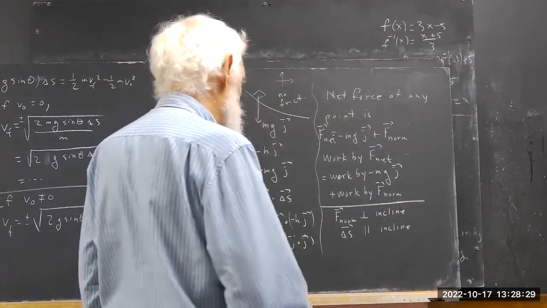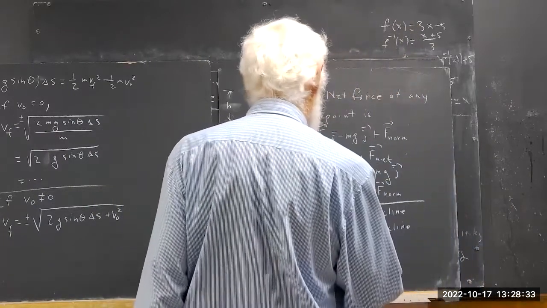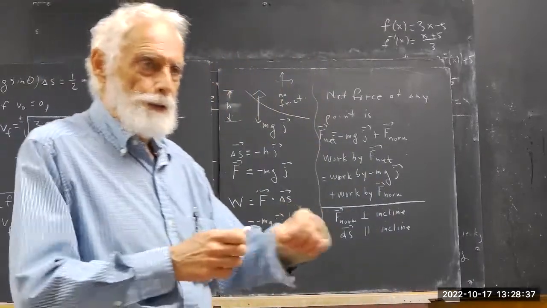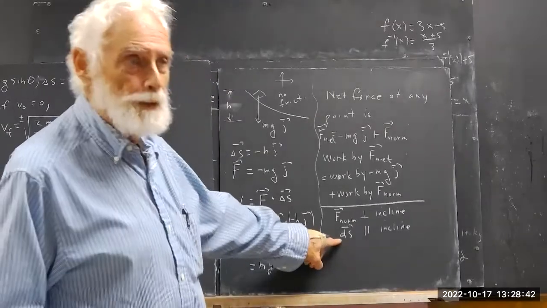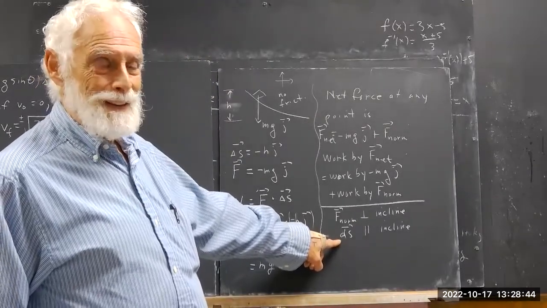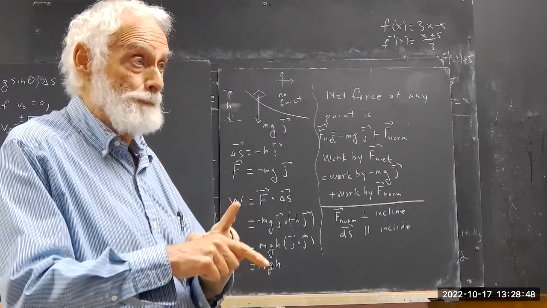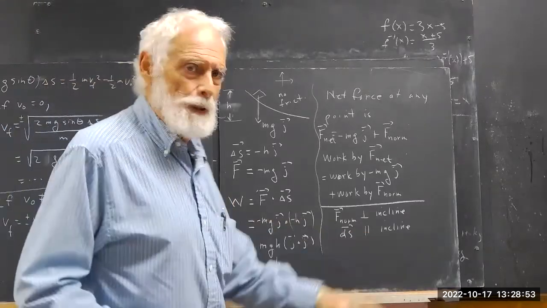And actually, I'm going to say ds. Delta S would be a finite displacement. ds is your infinitesimal displacement, and your infinitesimal displacement is always in the direction of the incline. It's always parallel to the incline. Okay, say that delta S is parallel to the incline.